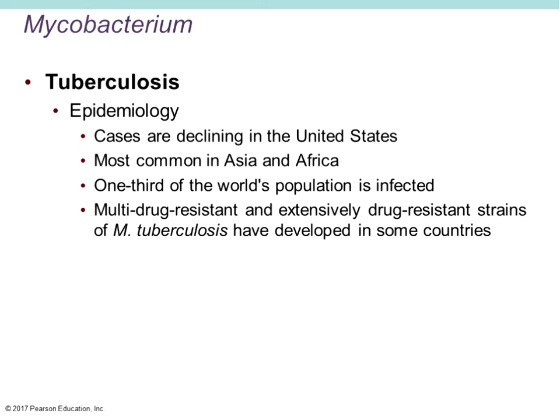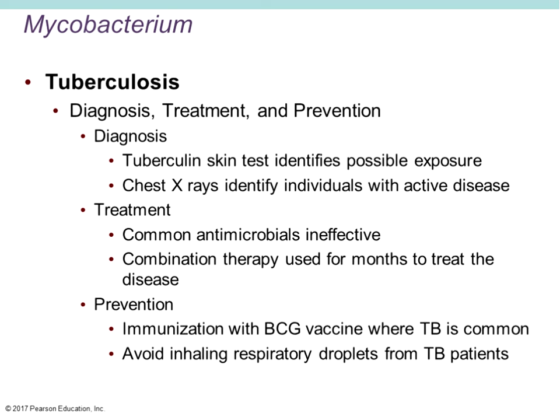So for our epidemiology on here, cases of tuberculosis in the U.S. are rapidly declining. It's very common in Asia and Africa. The CDC estimates that tuberculosis may infect more than 9 million undiagnosed Americans, which is one of the reasons why it's part of our new protocol here that you have your TB test done before you register for classes. One third of the world's population is affected. Multi-drug resistant and extensively drug-resistant strains of tuberculosis are being seen in some countries.